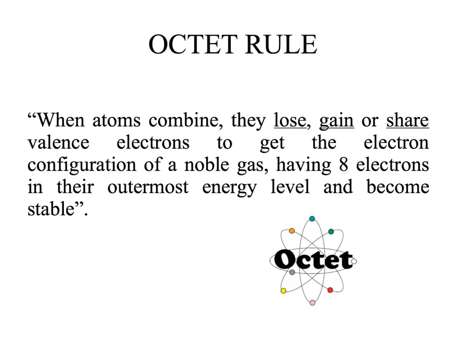That's why the octet rule says that atoms can combine. They actually lose or gain or share valence electrons, and they have a configuration like a noble gas, having 8 electrons in their outermost energy level, and that's the way they become stable. Do you remember the krypton we did? It had 8 valence electrons.